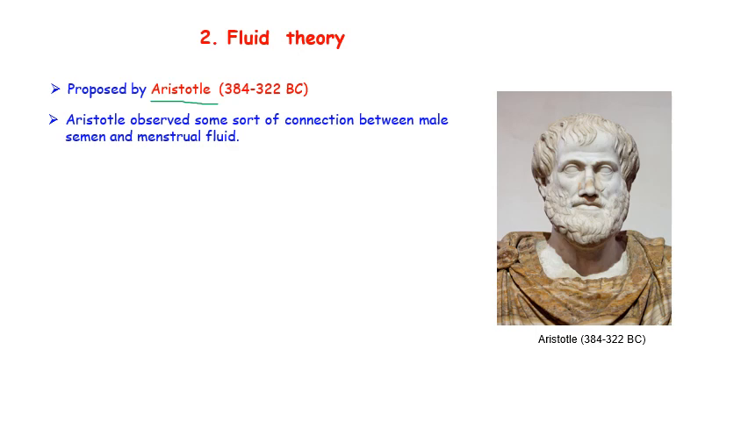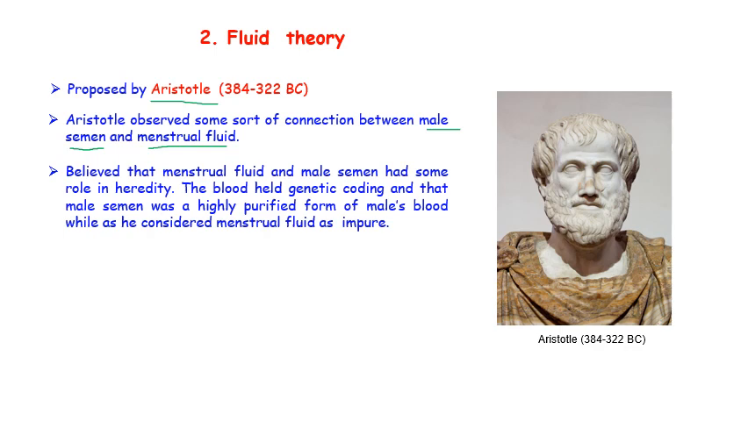Aristotle observed some sort of connection between male semen and menstrual fluid. Then he believed that menstrual fluid and the male semen had some role in heredity, some role in the transmission of the characters. And the blood held genetic coding.